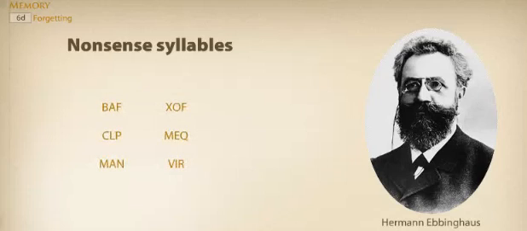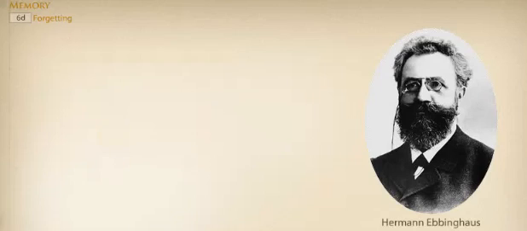For example, there are 4 nonsense syllables shown in this array of verbal material. Click on all 4 to move forward. So nonsense syllables, let's see. How about XOF, BAF, MEQ, CLP. Let's see what happens.